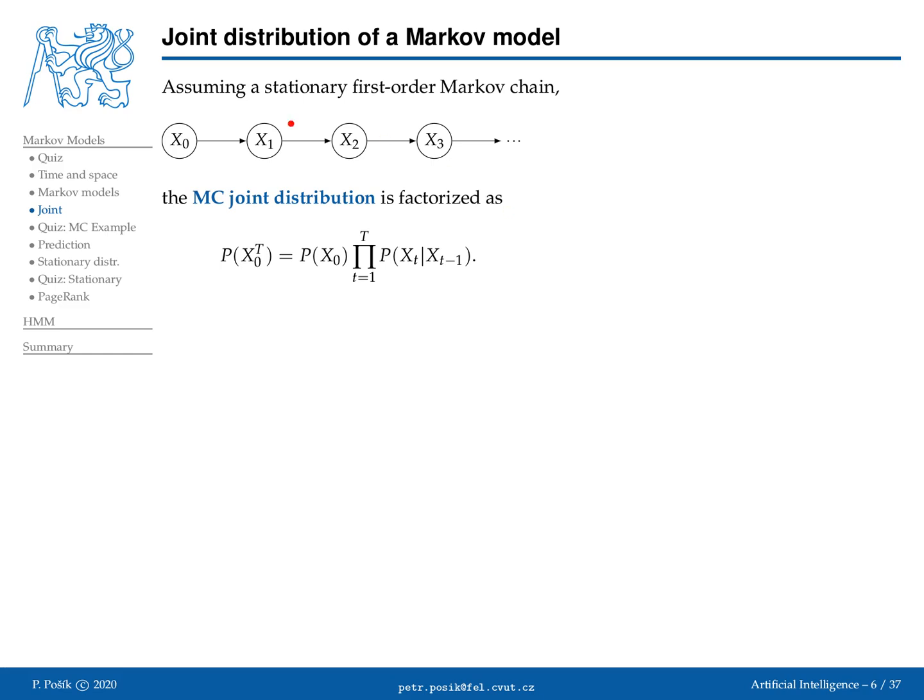Okay, so if we assume a stationary first order Markov chain that looks like this, then the Markov chain joint distribution can be factorized as this thing, right? This is the joint distribution over the sequence of random variables from x0 to xt, and you can factorize it into this product of simpler probabilities.